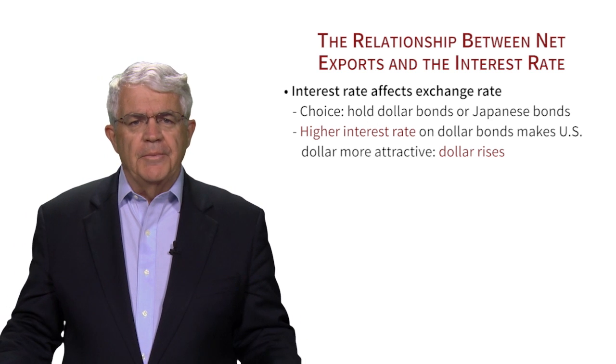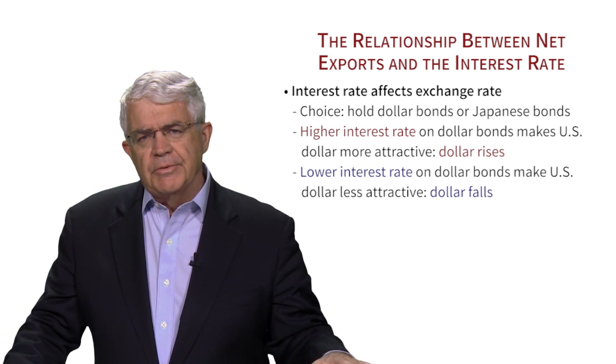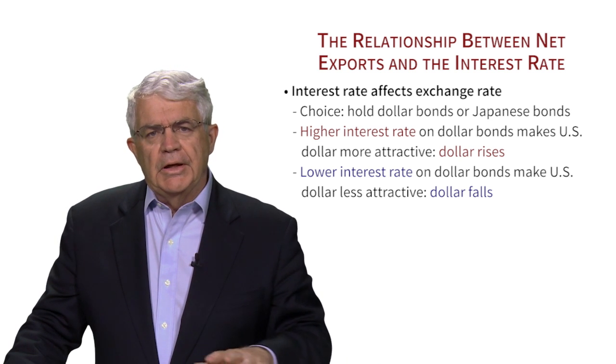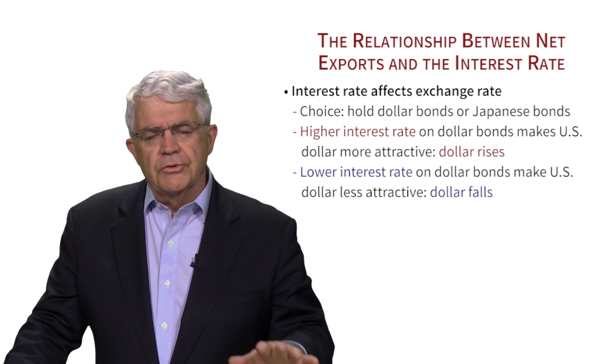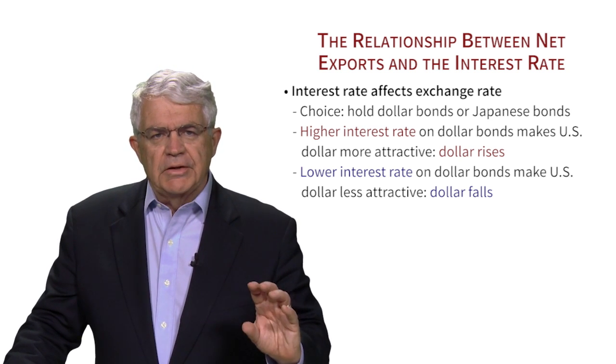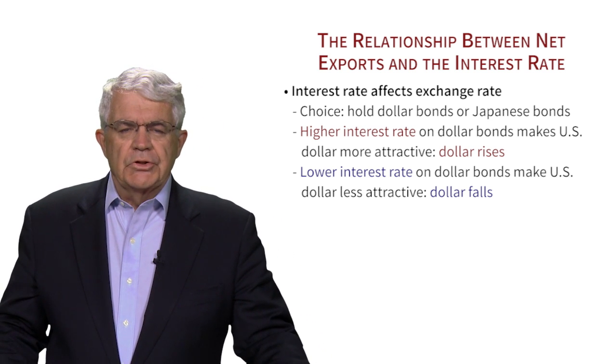The same thing in the opposite direction. If you have a lower interest rate on US dollar bonds compared to Japanese, then people will want to get out of dollars and move into yen, and that will put downward pressure on the dollar, so the dollar will tend to decline in this case. So that's the mechanism, this effect of the interest rate on the exchange rate.